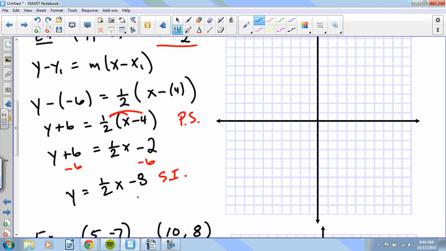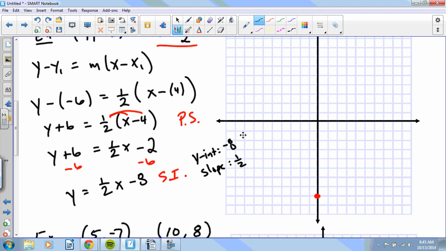Okay. Now that I have that, I can graph this because I know my y-intercept is -8 and my slope is 1 over 2. So I can go to my graph and plot those points. -8 is where I start. Remember, you start with your y-intercept. So down 1, 2, 3, 4, 5, 6, 7, 8. That's right there.